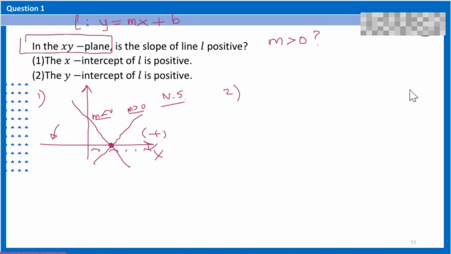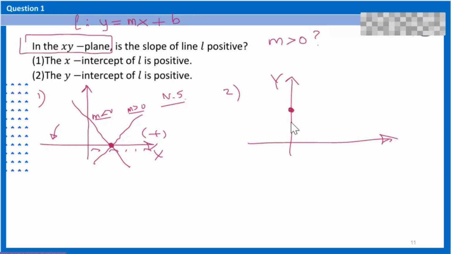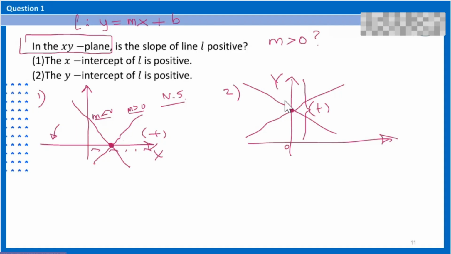Second statement, the y-intercept of L is positive. So this is a similar analysis. Now they're telling you that this line crosses the y-axis over here, in any part of the positive half of that axis, that is above the origin. Here's the origin. But having a line crossing in that position, does that tell you the orientation of the line? Clearly it doesn't. You could have infinite lines, each of a different orientation, so you can't tell whether the slope is positive or negative. Not sufficient either.